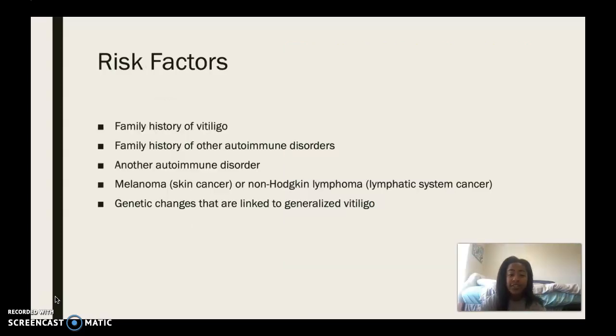Some risk factors of vitiligo are family history of vitiligo, family history of other autoimmune disorders, having another autoimmune disorder, having melanoma or non-Hodgkin lymphoma, and having genetic changes that are directly linked to generalized vitiligo. Any of these factors could also add to the additional risk, or rather the trigger events. If you have these with the trigger events, you have a pretty high likelihood of getting vitiligo.